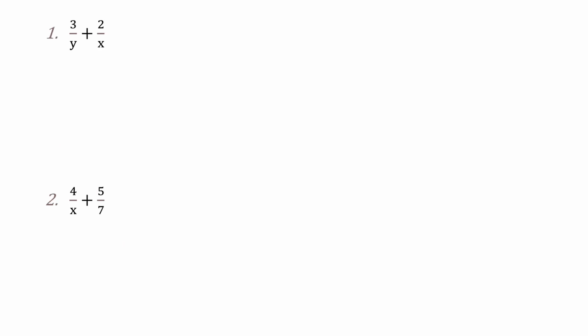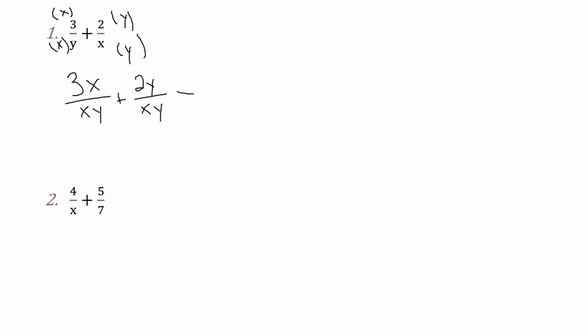So number 1 here, find a common denominator first by multiplying by each other. So I'm going to multiply this by x, multiply this by y. So then what I have is 3x over xy plus 2y over xy. Now at this point, my denominators match, so I'm doing it correct.